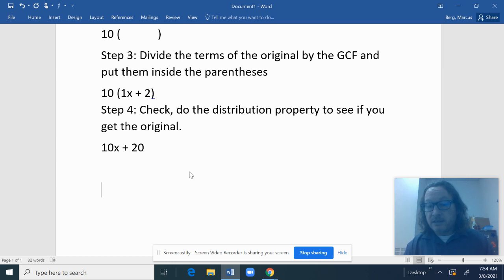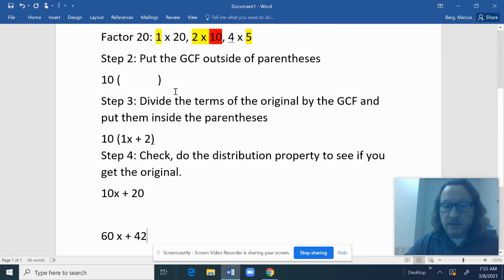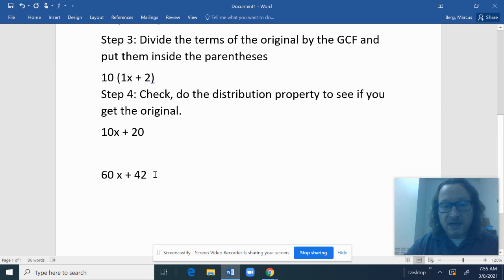Now on this video help section that you're in, there's a Word document that's set up that has the steps. I want you to put this problem in, which would be 60x plus 42. Now I want you to open up the Word document and follow the steps that we just did. You can come back and look at the video again. Follow the steps we did to try to factor this. And then we'll talk about it in class.